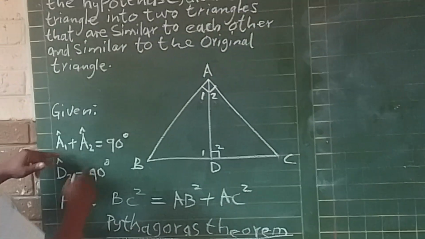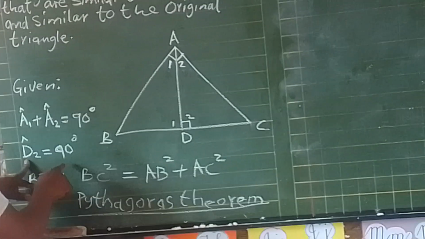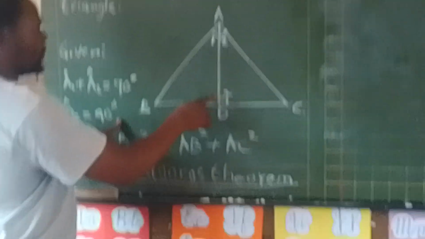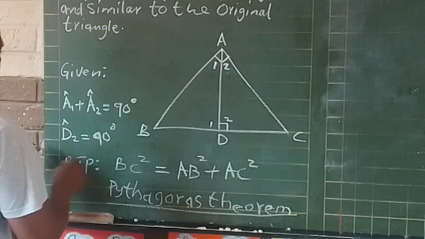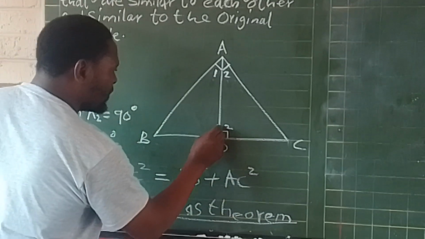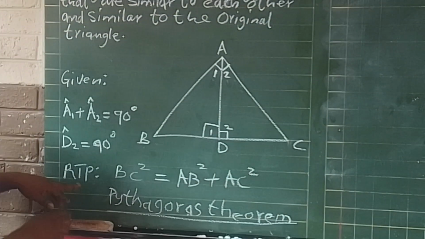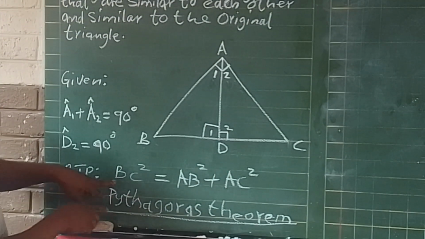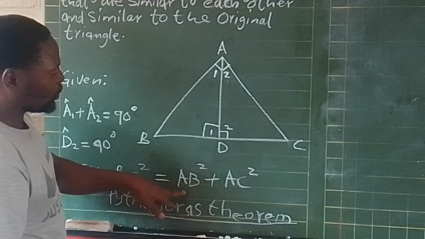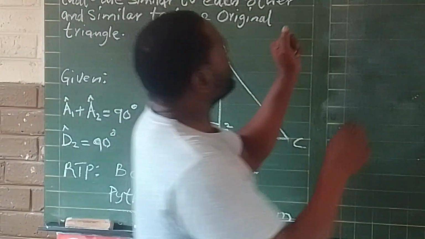We are given A1 and A2 as 90 degrees, D2 and D1 is 90 degrees. Let me indicate it here by a box. Yes, right? And then we are required to prove that BC squared equals AB squared plus AC squared. Right, we come to prove.